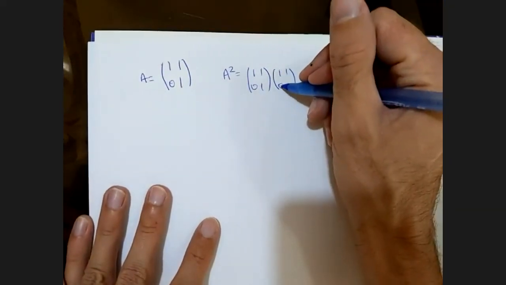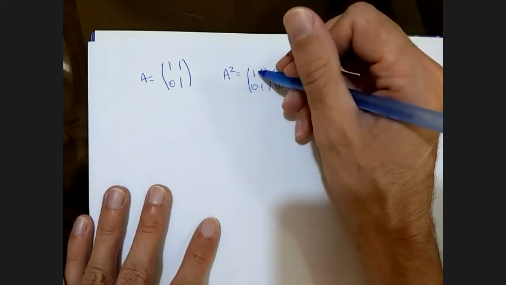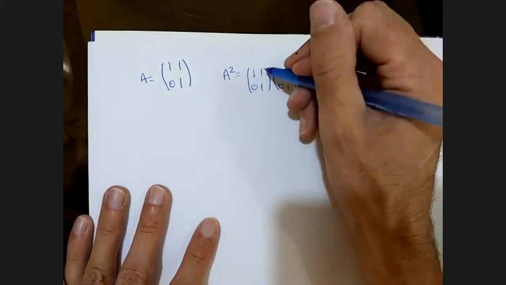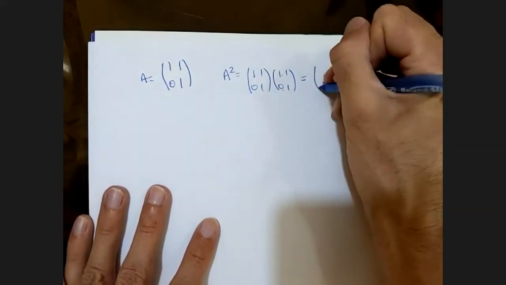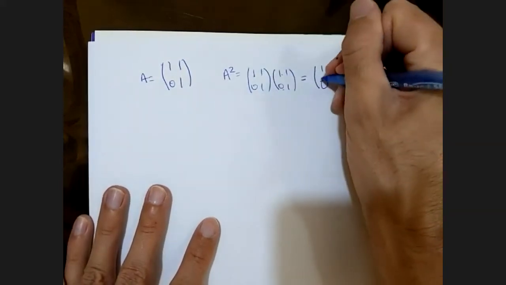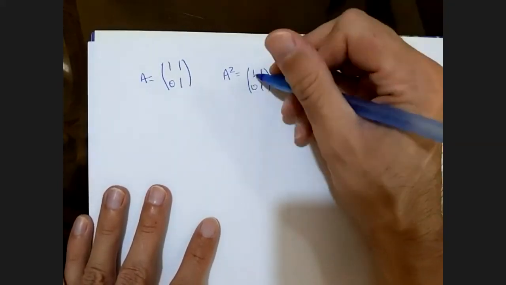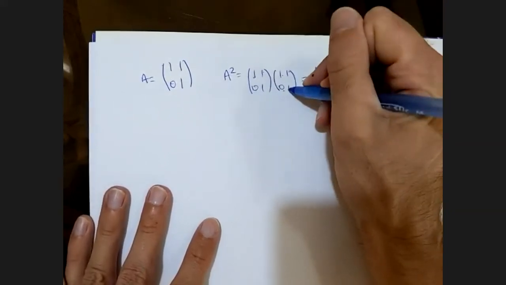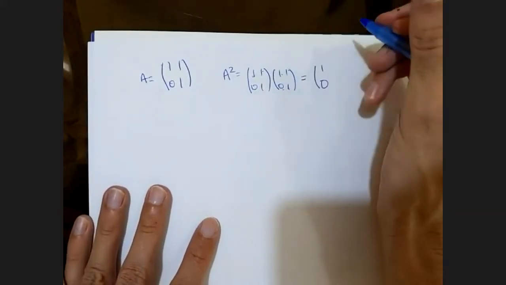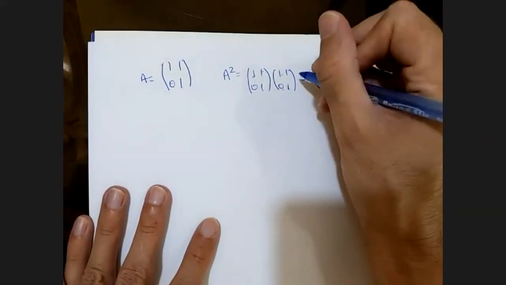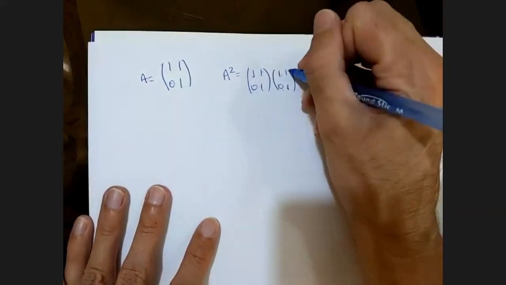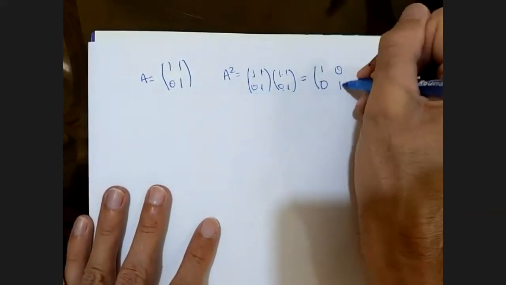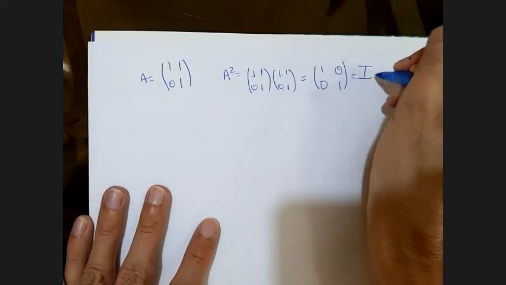So anyways, when we do regular matrix multiplication, we have 1 times 1 plus 1 times 0. That's 1. And then we have a 0, and then we have 1 times 1 plus 1 times 1. That's 1 plus 1, that's 2, and 2 is 0. And here we have 0 times 1 plus 1 times 1, that's 1. So that is the identity matrix.